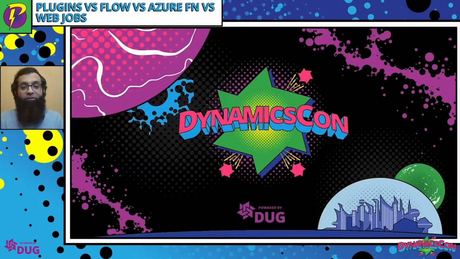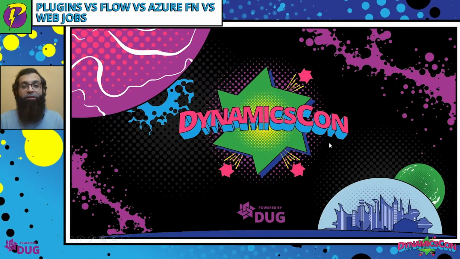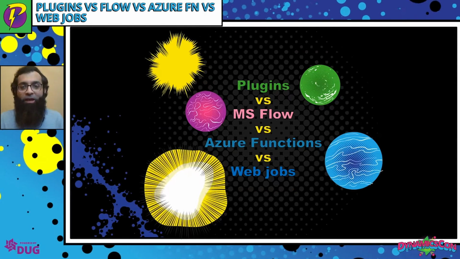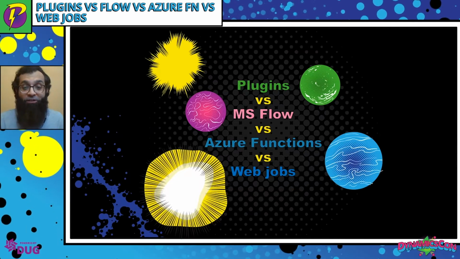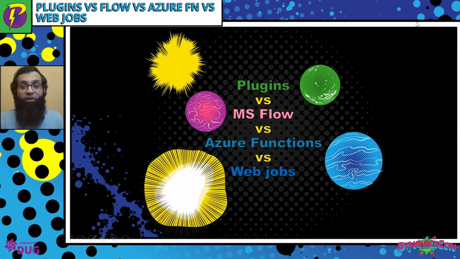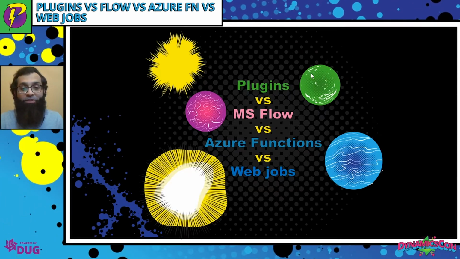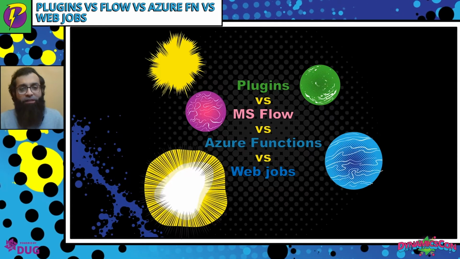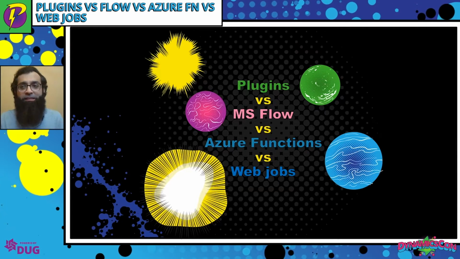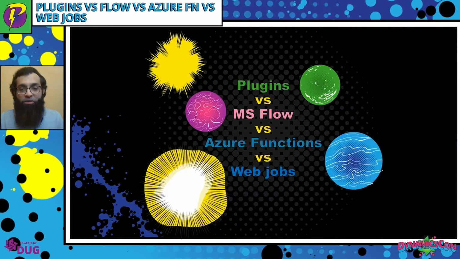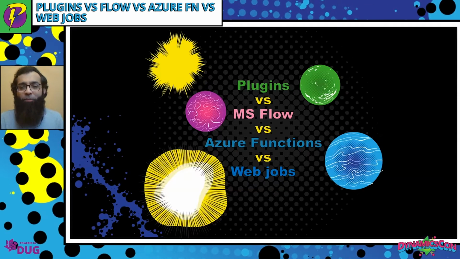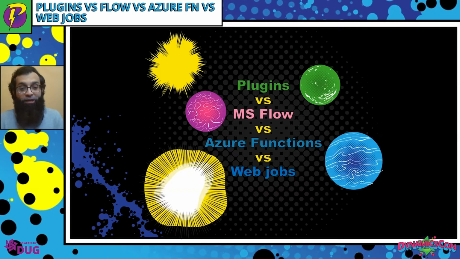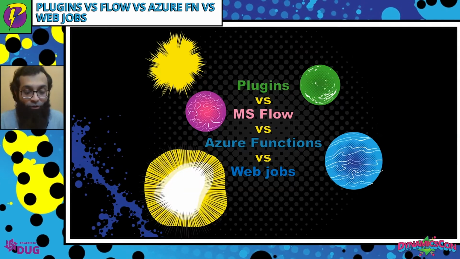So the session that I have planned today is not a complex one. It's a simple one. I know we all are in an automation world. A lot of us have multiple automations available, and these automations are used for multiple reasons. We are hearing that a lot of tools exist in these automations: plugins, MS Flows, Azure Functions, web jobs. But now the question arises: which one to use where, which one to use when, and why should I use this one and why should I not use that one?